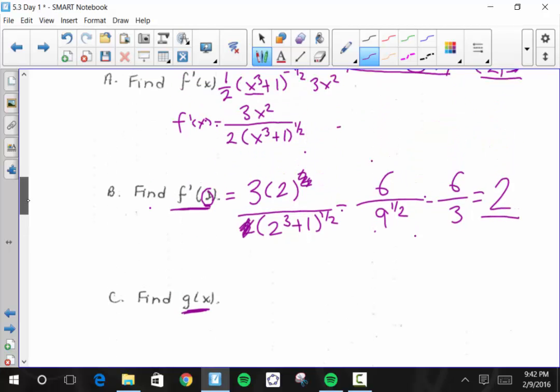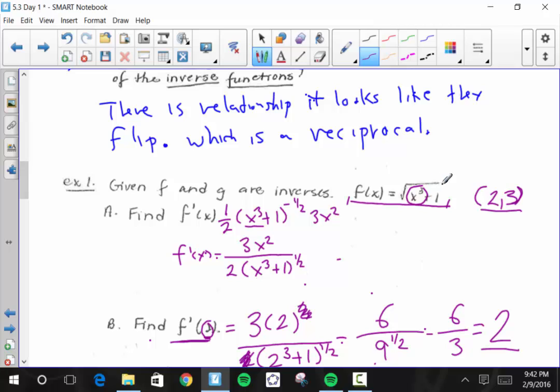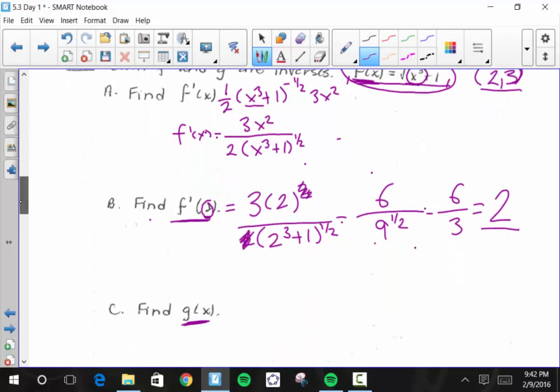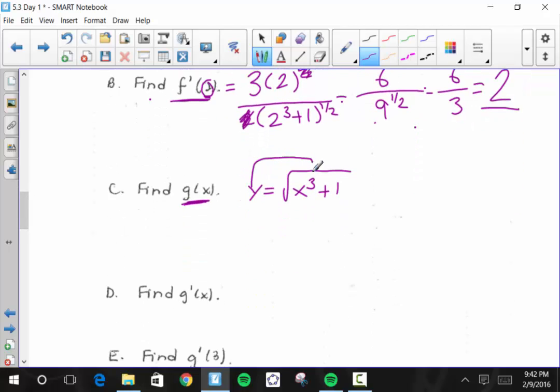To find the inverse function, you just swap the x and the y. Here's your y, here's your x. We're going to swap them, and then solve for the y that's going to be there. So let's translate that down here. I have y is equal to the square root of x to the third plus 1. Step 1, swap x and y. So x is equal to the square root of y to the third plus 1.